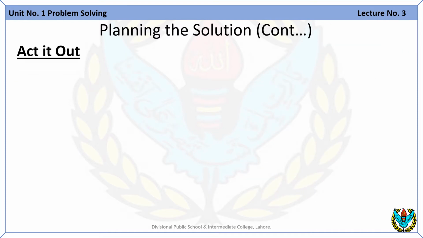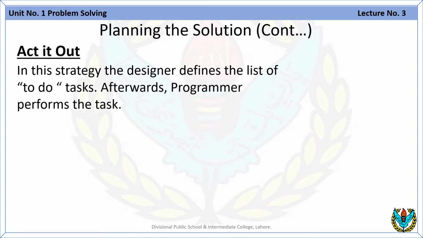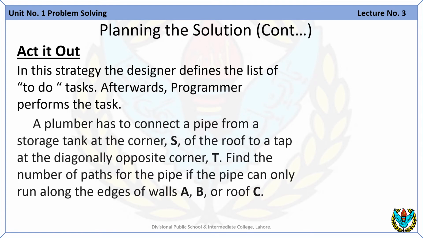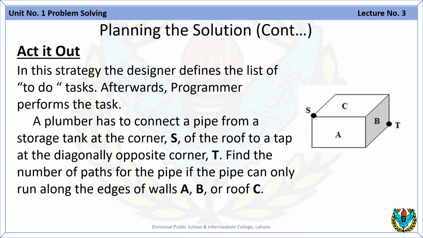The next strategy is act it out. In this strategy, the designer defines the list of to-do tasks. Afterwards, the programmer performs the tasks. For example, a plumber has to connect a pipe from a storage tank at the corner S of the roof to a tap at the diagonally opposite corner T in the figure. Find the number of paths for the pipe if the pipe can only run along the edges of walls A, B or roof C.